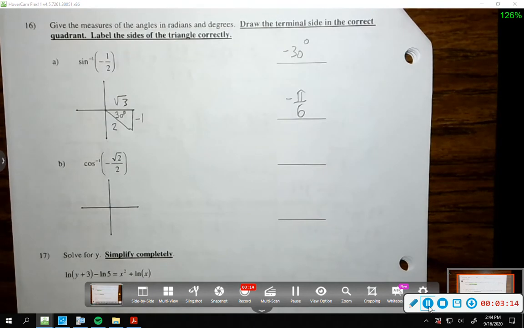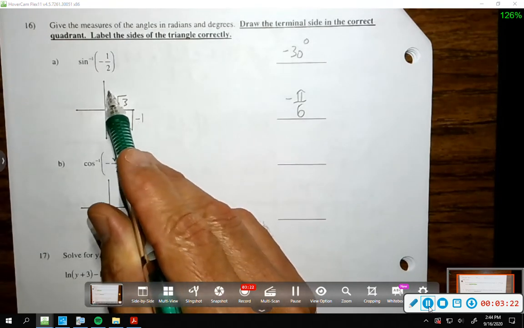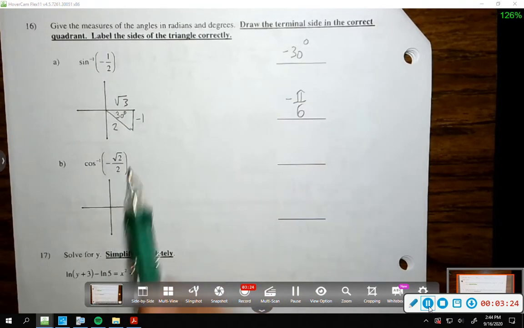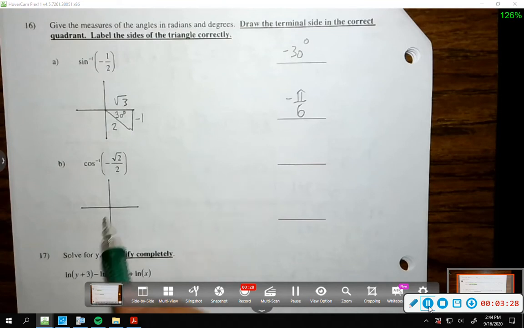Okay, so when we're looking at problem B here, and again remembering, for arc sine the range is negative pi over 2 to positive pi over 2. Arc tangent is negative pi over 2 to positive pi over 2. But arc cosine is 0 to pi. And you have to know those ranges of acceptable answers.